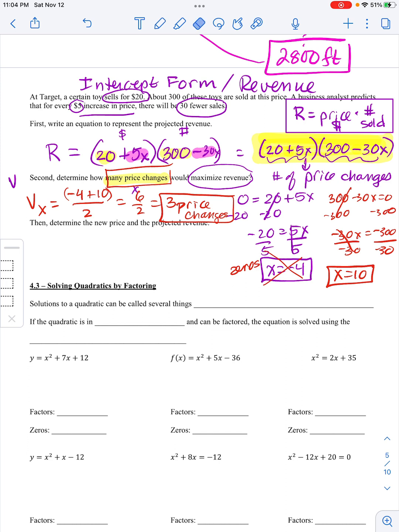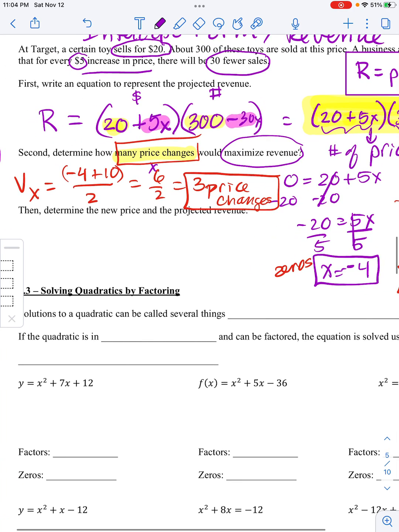Probably shouldn't have crossed this off, because I don't need to use the negative 4 here. I use it in my formula, which doesn't generate a negative number up here. I got 3. There's not enough room for me to do all this work. So it says determine how many price changes. The answer is 3. That's asking for the x part of the vertex.